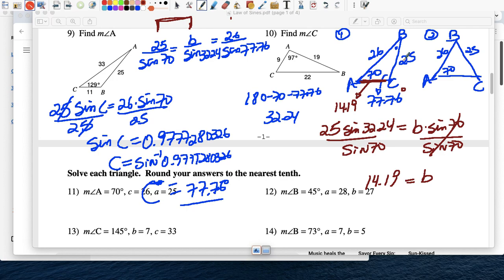One second. Download. One second. What are we doing? What number is this? Number 11?